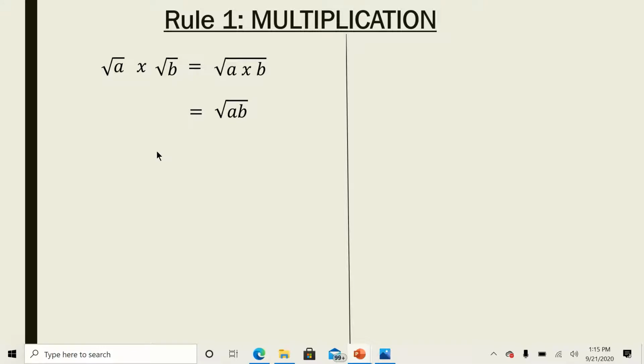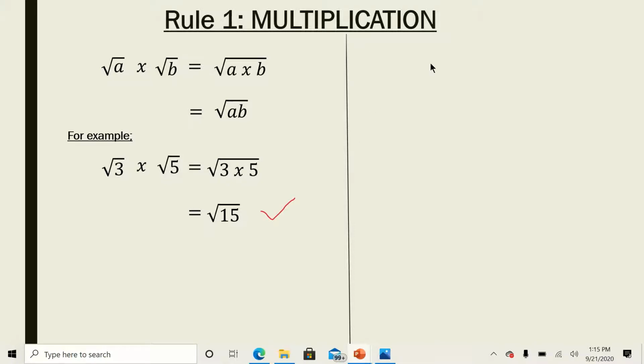For example, root 3 times root 5 will give me root 3 times 5. So as you can see, the same thing, and this gives us root 15. So this is how we can multiply two surds.